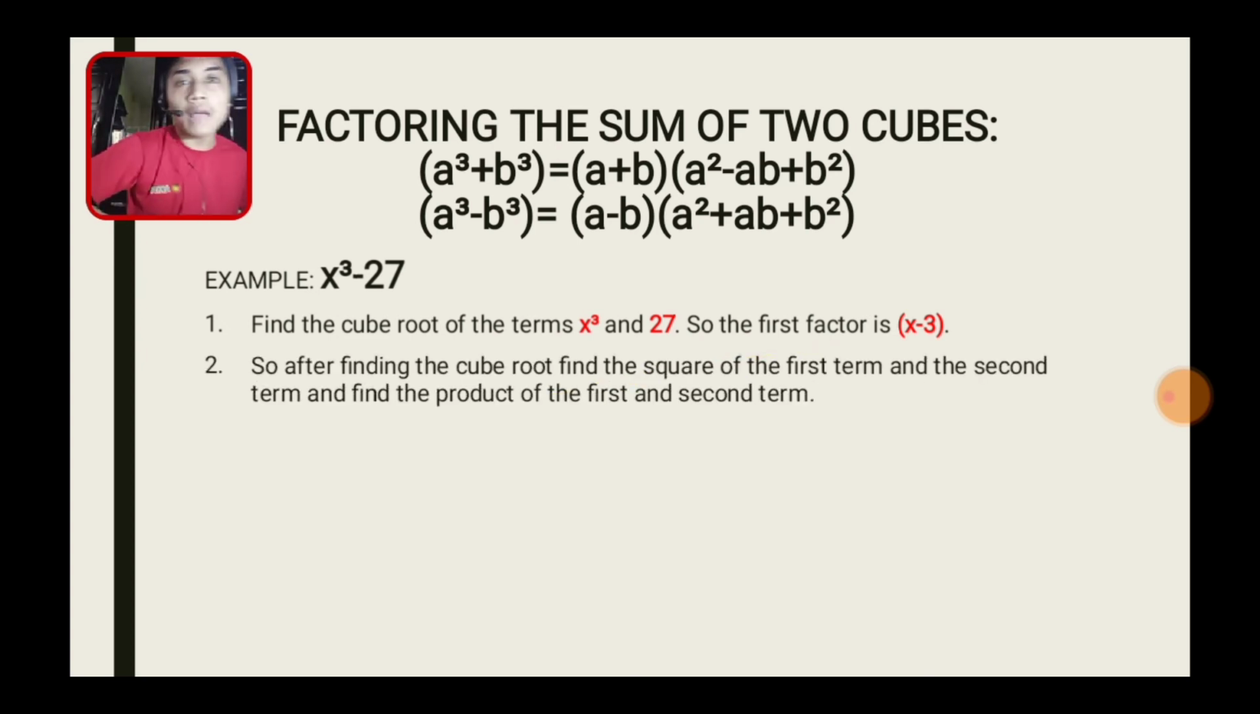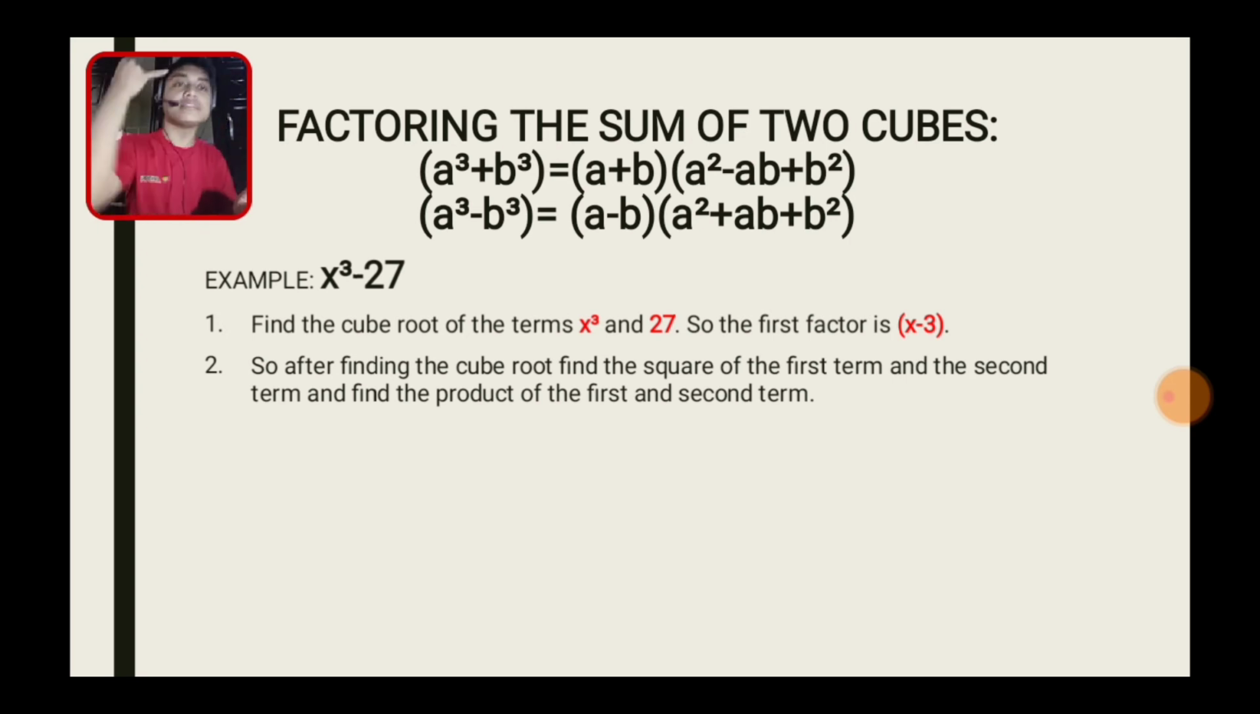Dito sa second, ang pinag-usapan natin, yung gagawin natin sa first factor para makuha natin yung second factor. Since ang atin is a cube minus b cube, dapat puro positive na value ang second trinomial factor. After finding the cube root, find the square of the first term and the second term. Then, find the product of the first and second term.